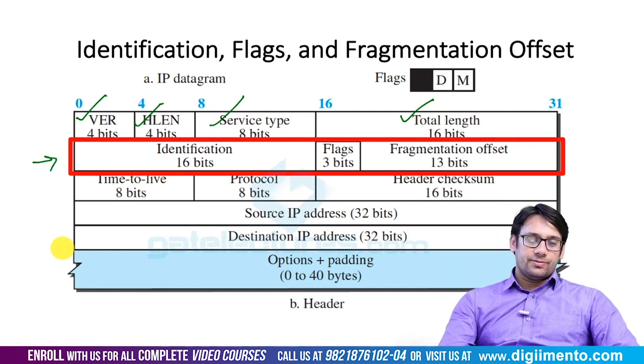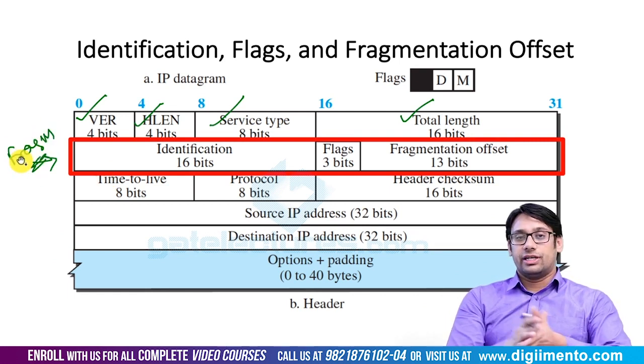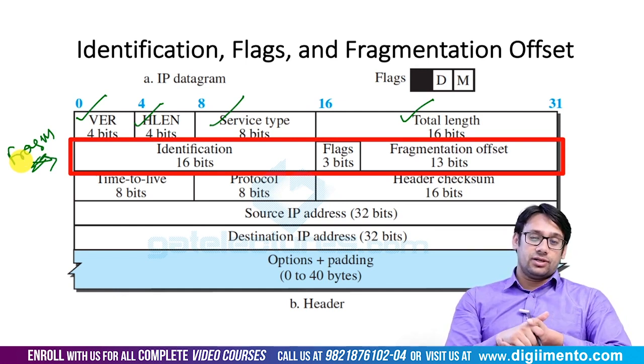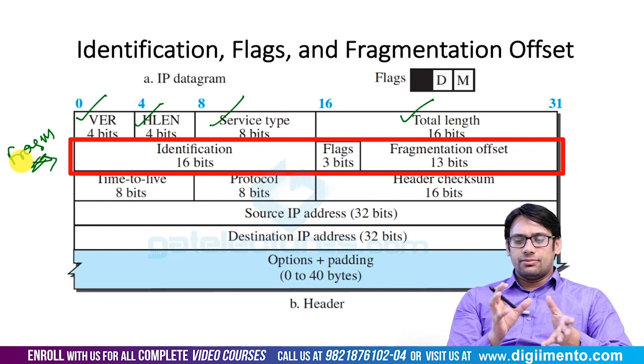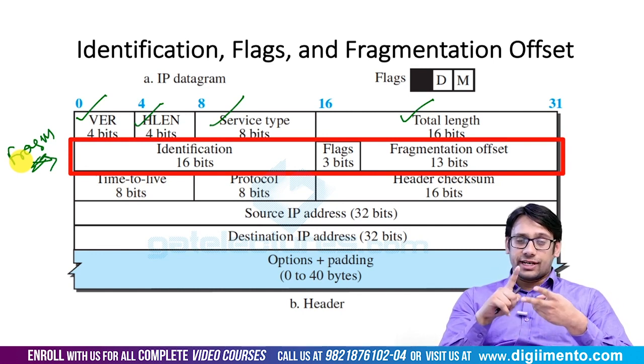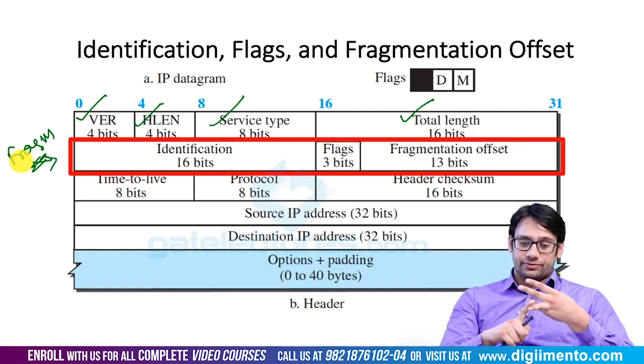Now this second row is created for fragmentation. This field is very important and also very interesting. There are some numericals that I can include on this field to make it interesting. So we have three things: one is identification, second is flags, and third is fragment offset.